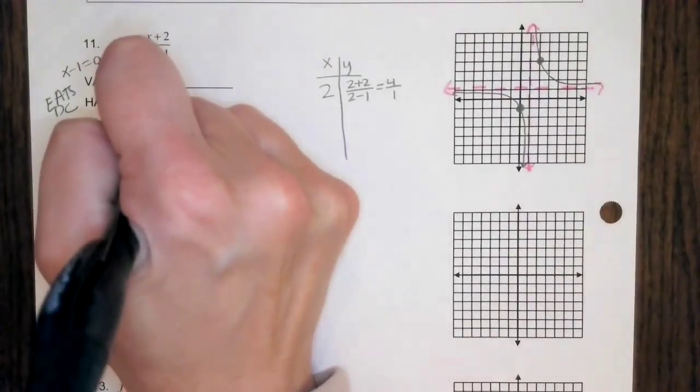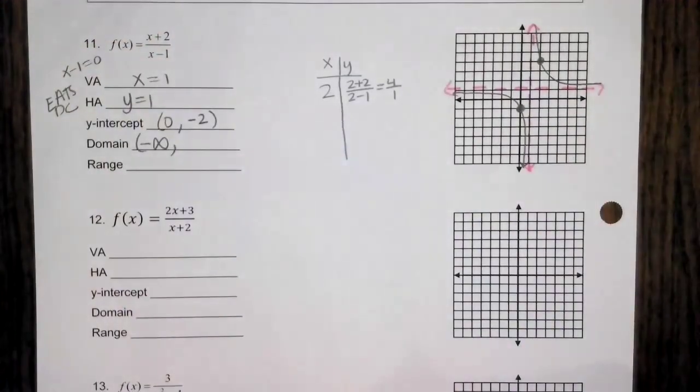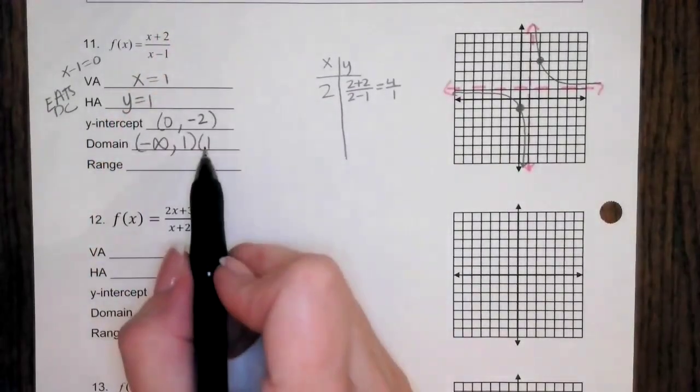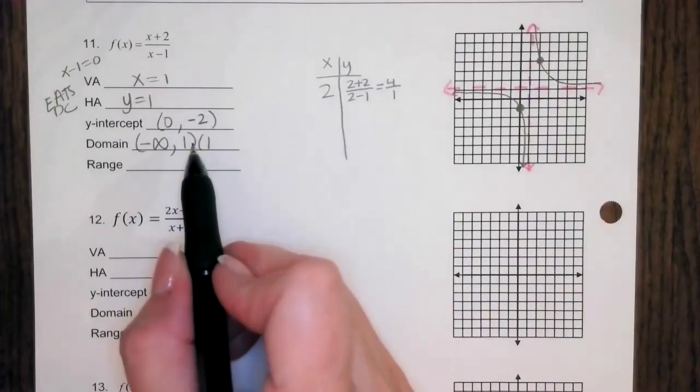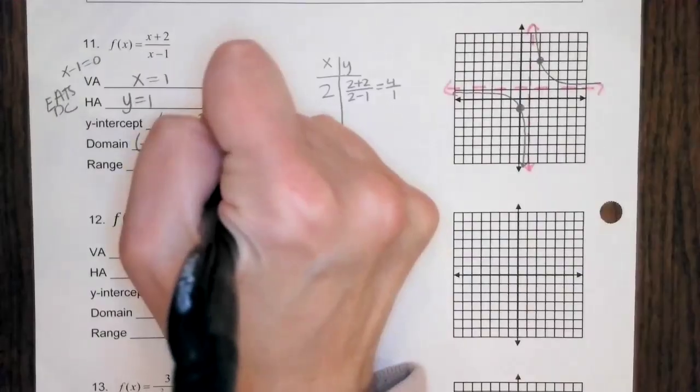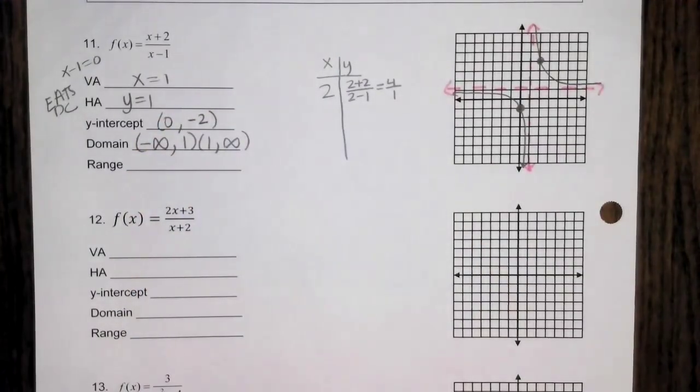So when we write our domain, we say it's coming from negative infinity. It is going to jump over 1. So I'm going to have a 1 there with parentheses. Remember, parentheses means it is not including that point. And then it continues on forever.